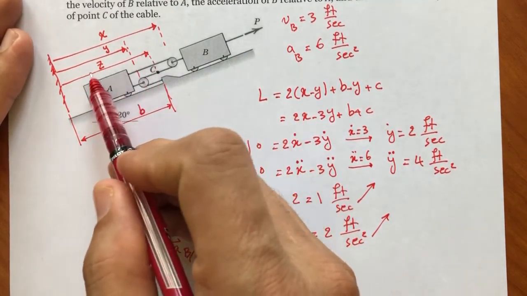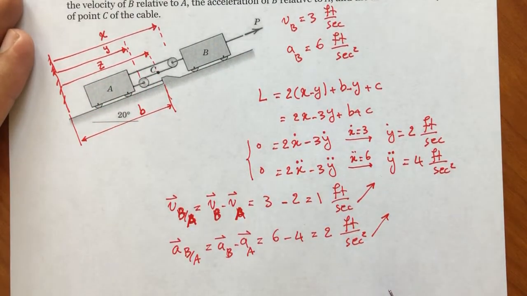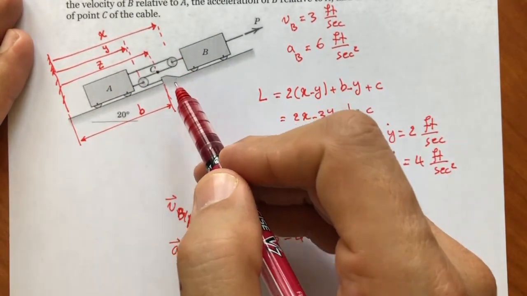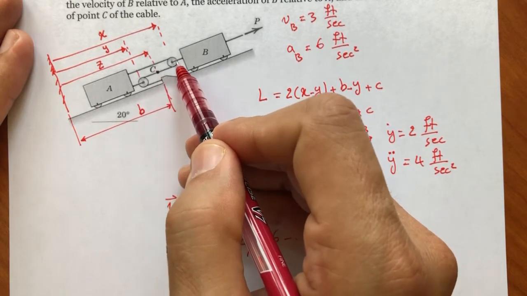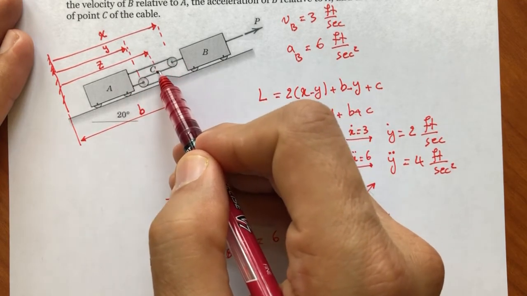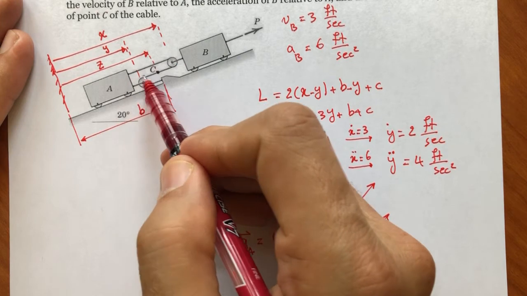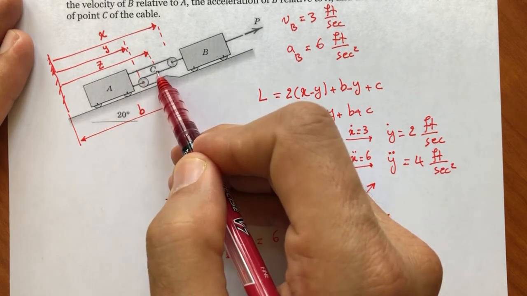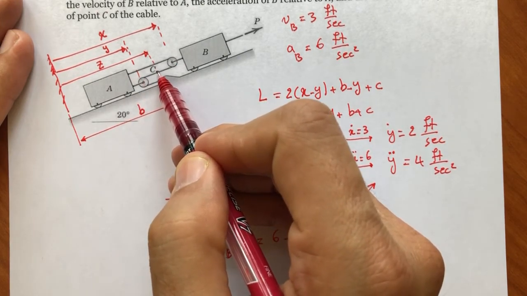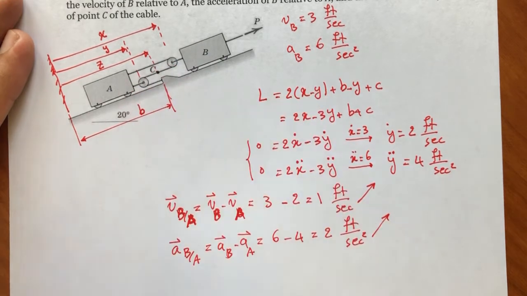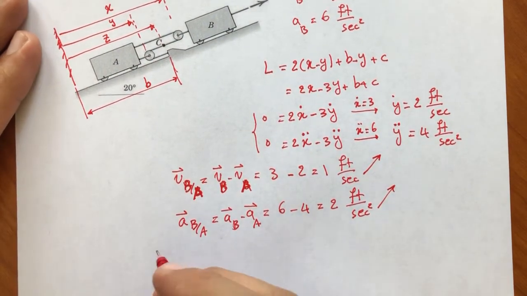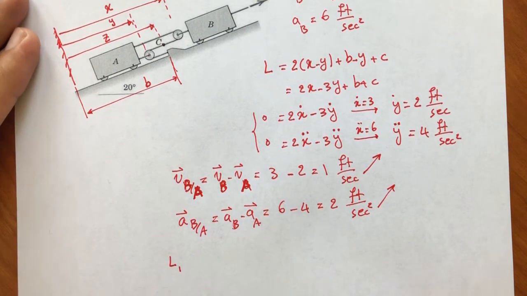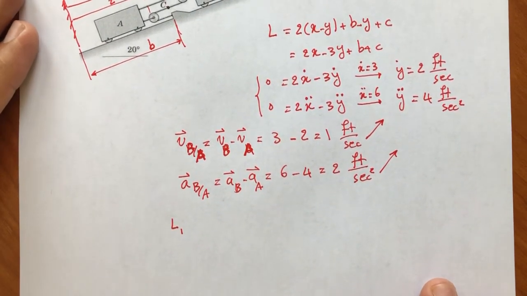How should I relate z to the length of this cable? I can use this fact that this distance, for example, this length of the cable is a constant length, right? Because point C is on the cable. So the length of the cable from point C to this end of the cable is gonna remain constant. Let's call that L1, that piece of the cable. The length of it is L1.